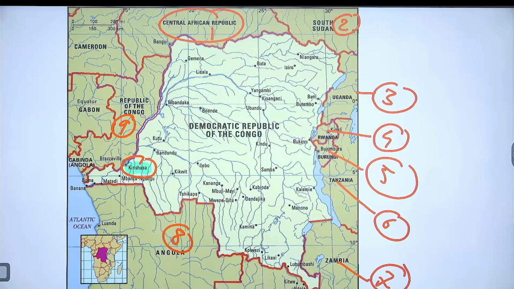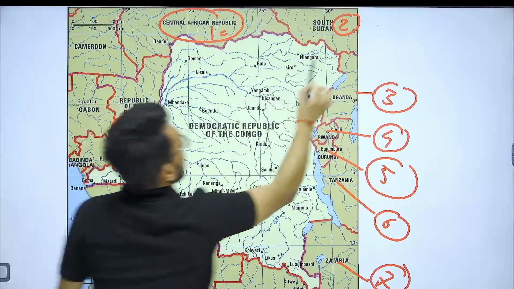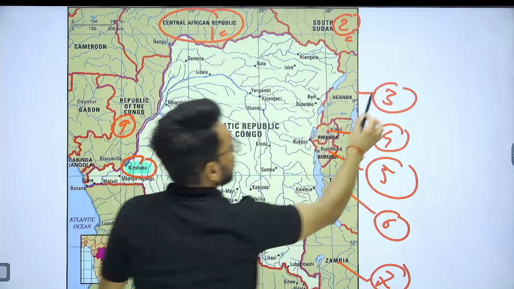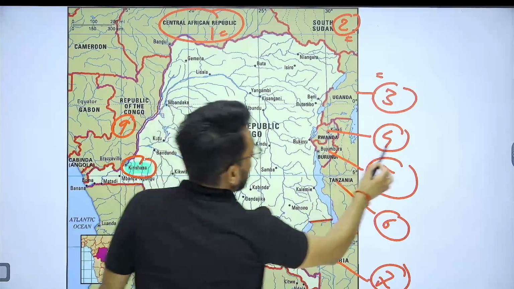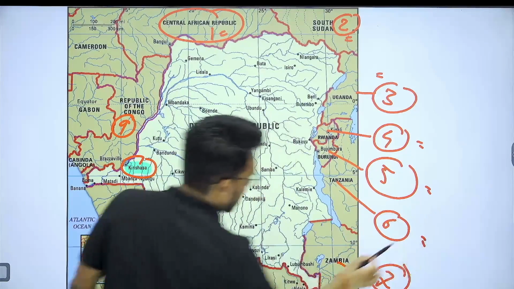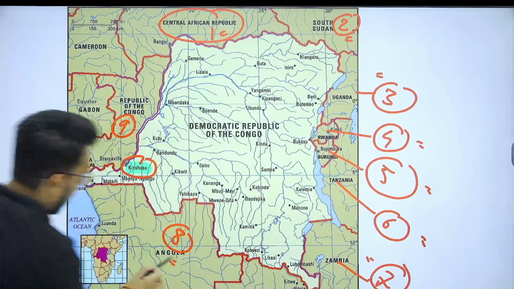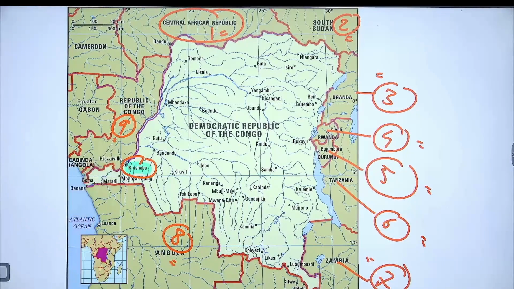Okay, so again, let's see the neighbors of the Democratic Republic of Congo. Number one, Central African Republic. Number two, South Sudan. Number three, Uganda. Number four, Rwanda. Number five, Burundi. Number six, Tanzania. Number seven, Zambia. Number eight, Angola. Number nine, Republic of Congo. Is it clear or not? Fine.